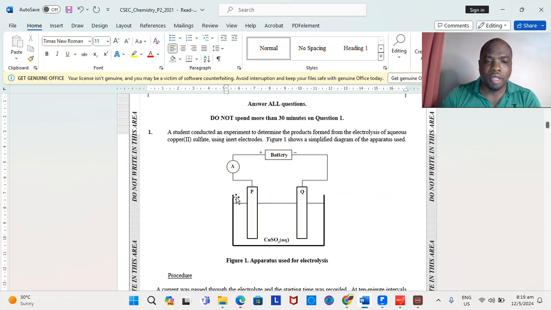So one thing to remember, the anode is connected to the positive side. CXC has a tendency to sometimes orient the diagram in different ways. So don't think that the anode is always going to be on the left or on the right. It can be oriented upside down. You have different ways of presenting, but once as a student you know that it is connected to the positive side, then you know that electrode would have been the anode.